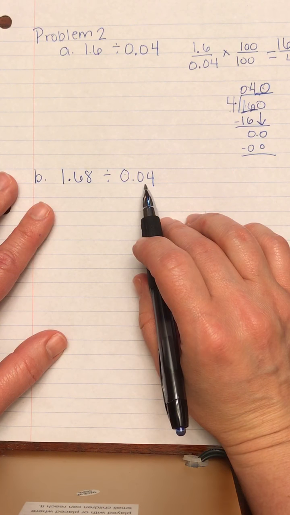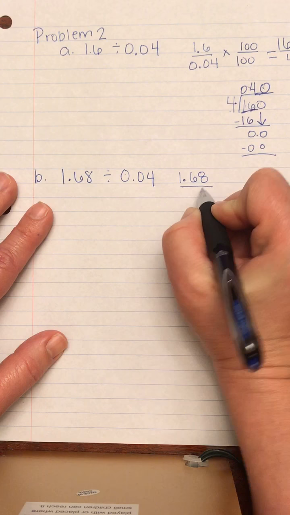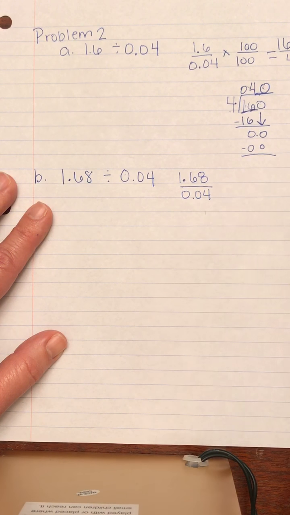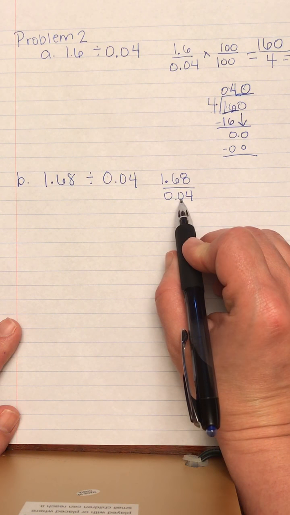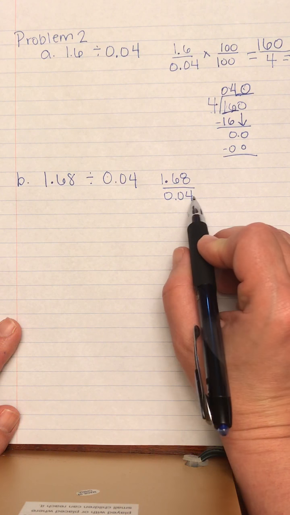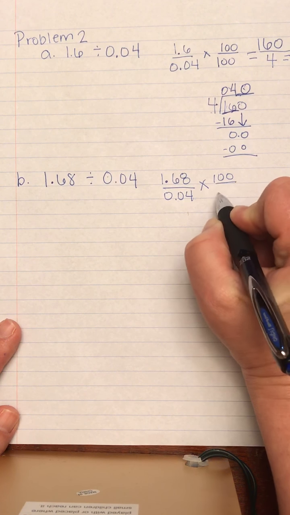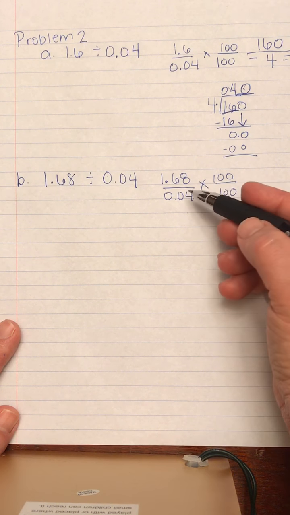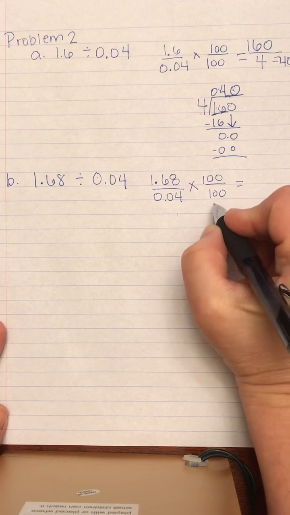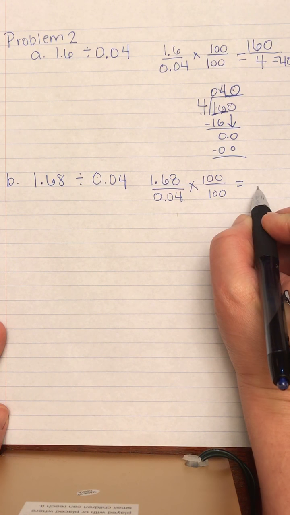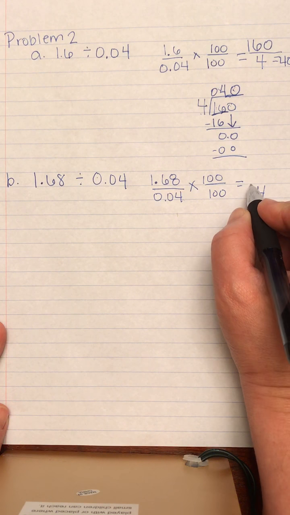The first thing I'm going to do is make this into a fraction. I'm going to check to see what place value I'm working with. Tenths, hundredths. Since I'm working in the hundredths, I need to find the fraction that is equivalent to 168/100 over 4/100, so I'm going to multiply by 100 to do that. I know from my previous work up here, I'm not going to retrace my steps, that my denominator is now going to be 4.